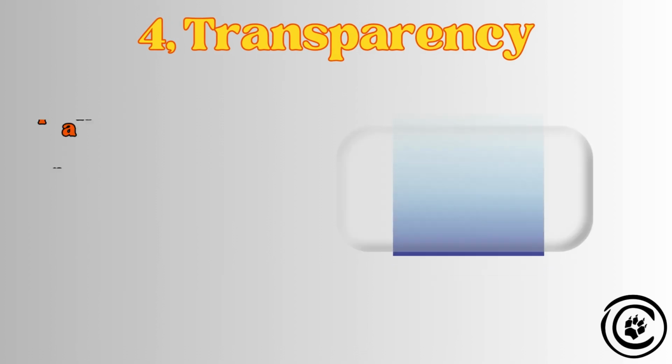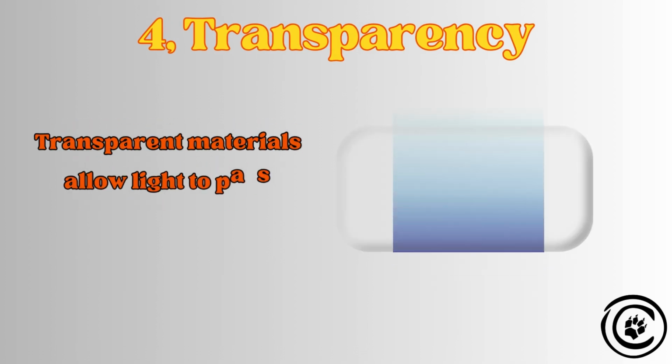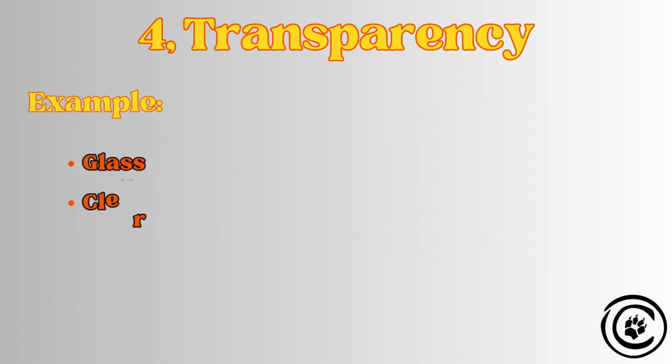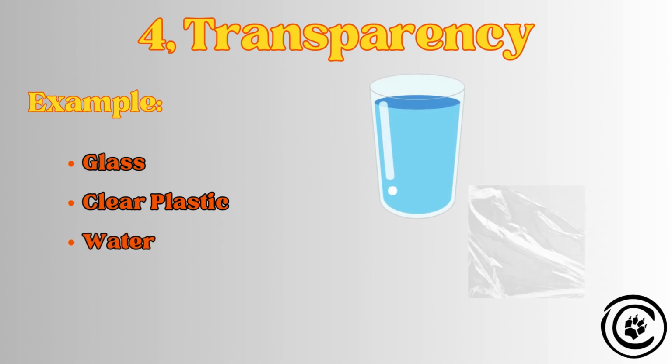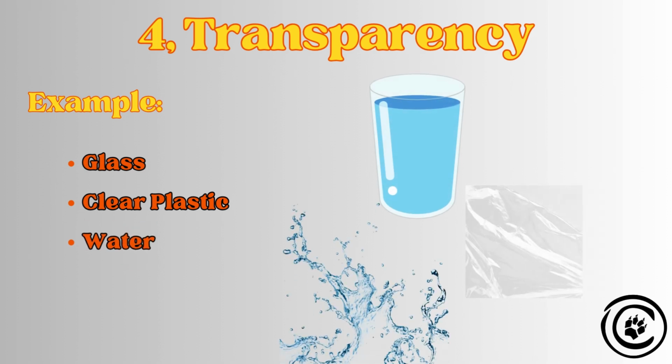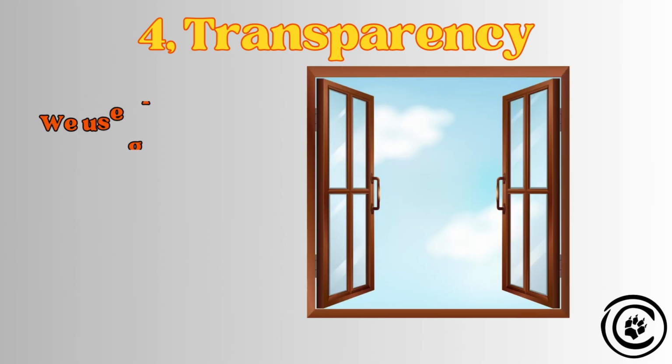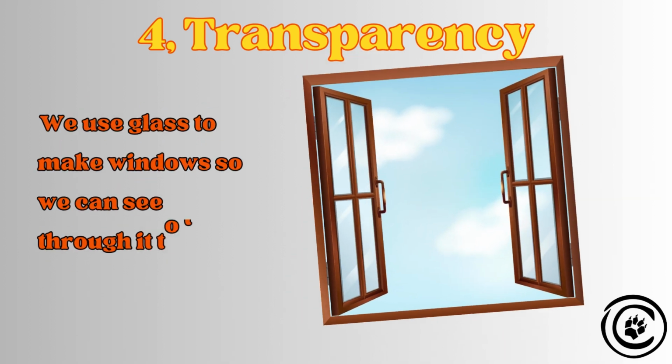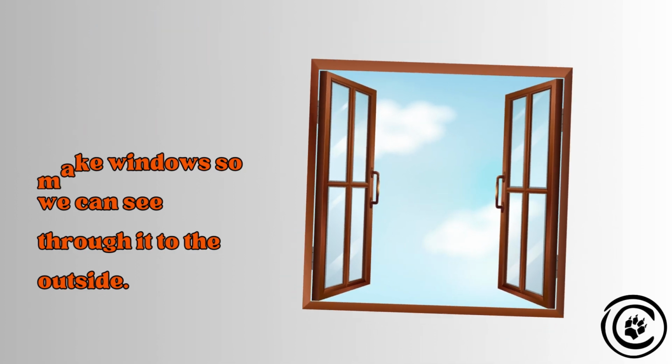4. Transparency. Transparent materials allow light to pass through. Examples of transparent materials are glass, clear plastic, and water. We use glass to make windows so we can see through it to the outside.